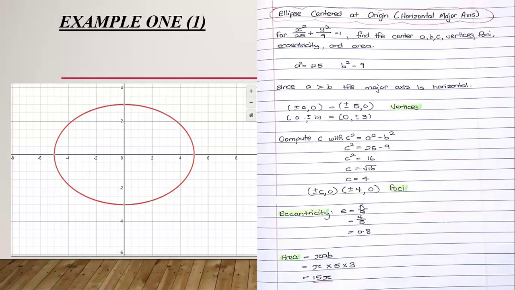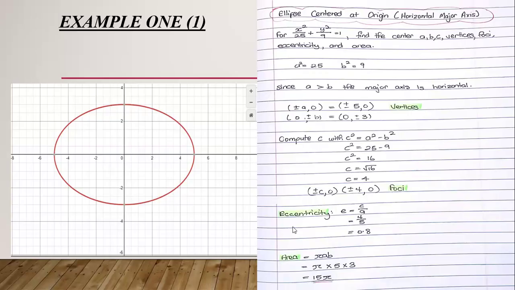The next item that we have to find would be the eccentricity. And eccentricity is equal to C over A. In this case, we know C is 4 and we know A is 5. That is how we have 4 over 5. You can leave it as a fraction or you could write it as a decimal. And the last thing that we have to find would be the area.